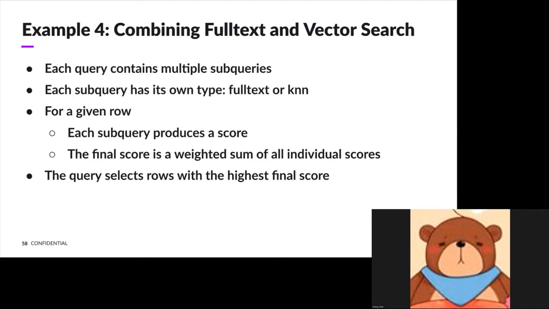It is even possible to combine full text search and vector search. Elasticsearch also allows you to combine full text search and vector search. Here is the semantics, and I want to show that we can also do it in SQL. In Elasticsearch, the user can specify a query, and each query contains multiple subqueries, and each subquery has its own type. It can be either a full text query or a vector search query. For a given row, each subquery produces a score. The final score is a weighted sum of all individual scores, and the query selects the rows with the highest final score.